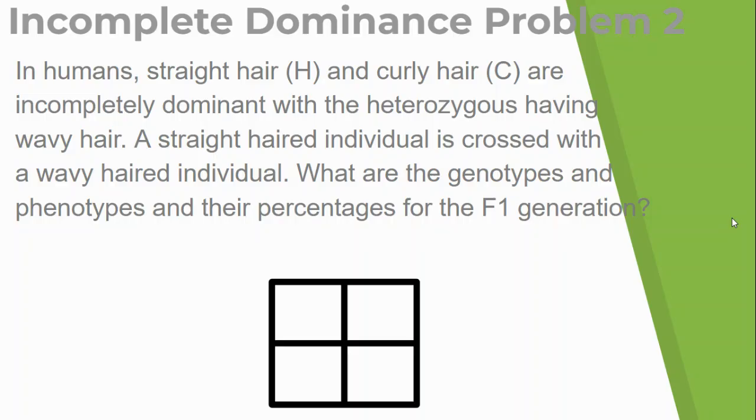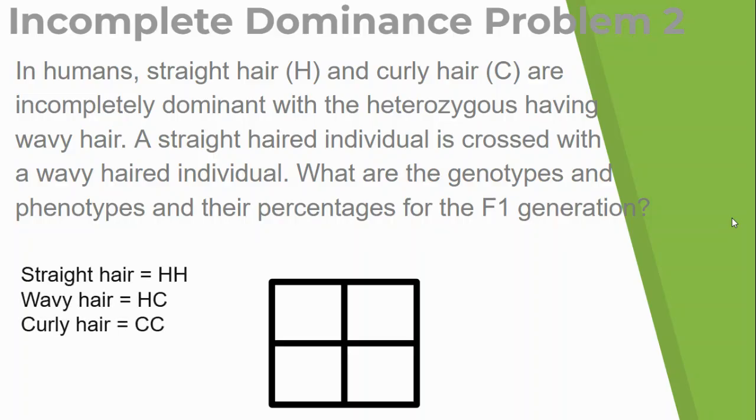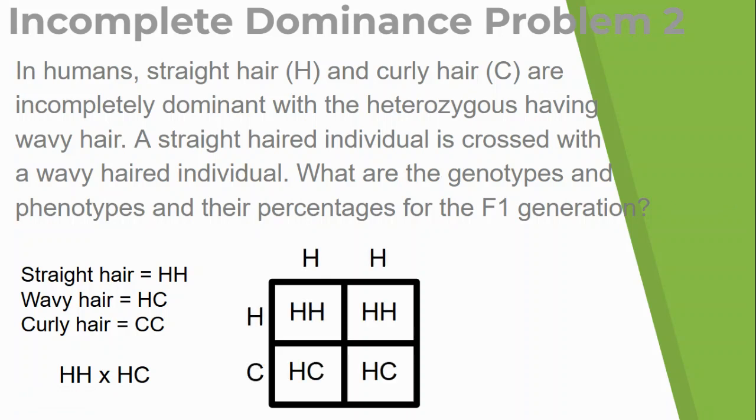Step 1, let's define our genotypes. To have straight hair, I would have to be HH. To have wavy hair that's heterozygous, I would have to have HC, and then CC will code for curly hair. I have a straight-haired individual, so that's HH, crossed with a wavy-haired individual, which is HC. So these are our parental genotypes. If I plug those into the Punnett square, I would get these offspring.